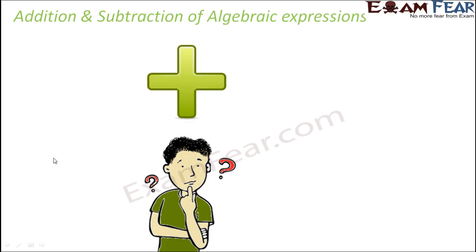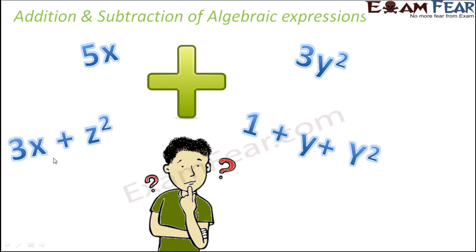So now that we got a fair idea about algebraic expressions, the next question that might bother you is how do we perform different operations on algebraic expressions? For example, if you are given two expressions, 5x and 3y square, and I ask you to add these two, how will you add them? Sounds difficult and complicated as well.